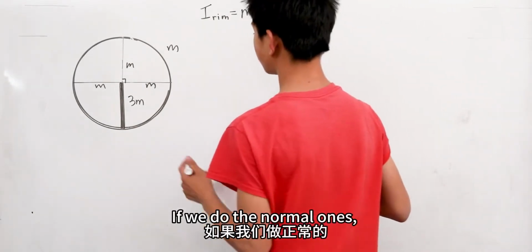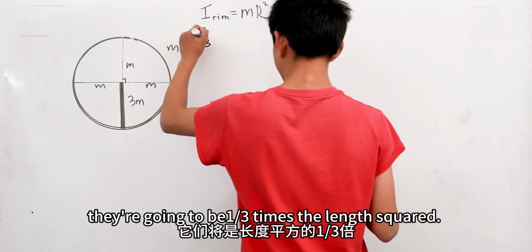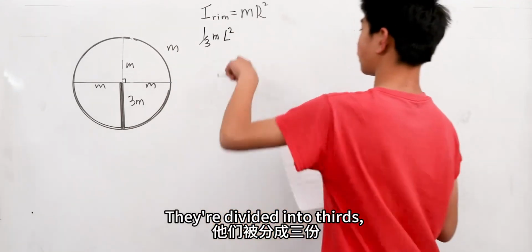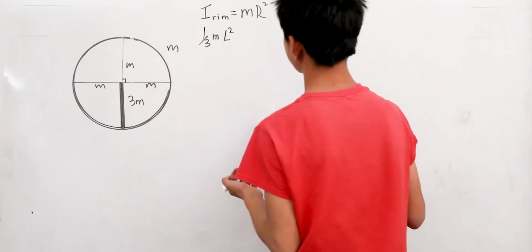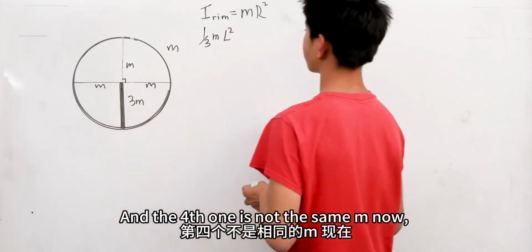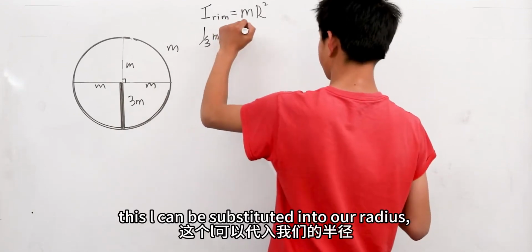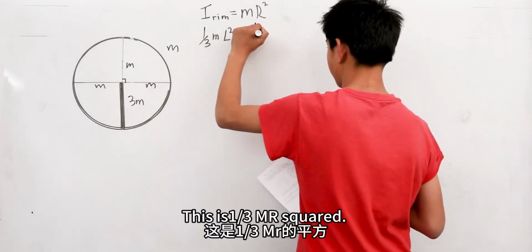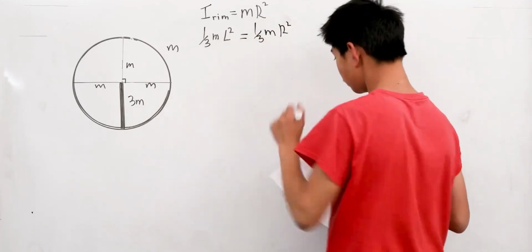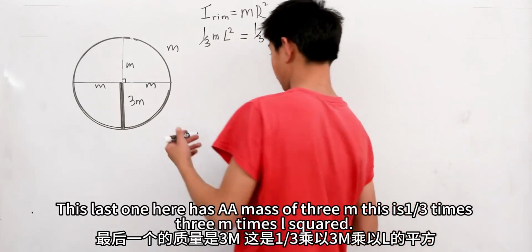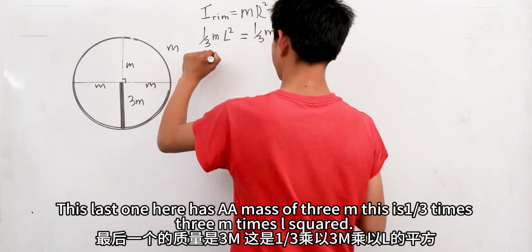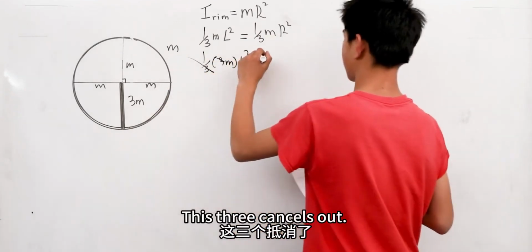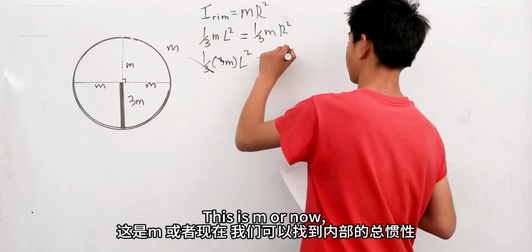So for the normal ones, they're going to be 1/3 m times the length squared, and they're divided into thirds because there's 3 of them. And the fourth one is not the same m. Now, this L can be substituted with the radius because they are radii of the circle. So this is 1/3 mr squared. This last one has a mass of 3m, so this is 1/3 times 3m times L squared. The 3 cancels out. This is mr squared.